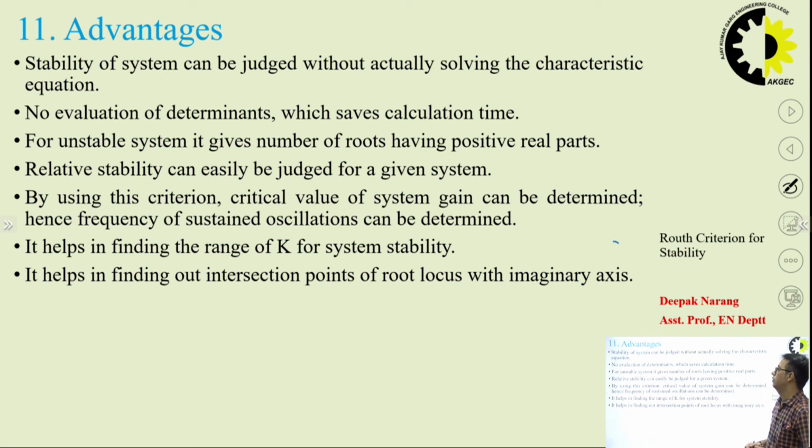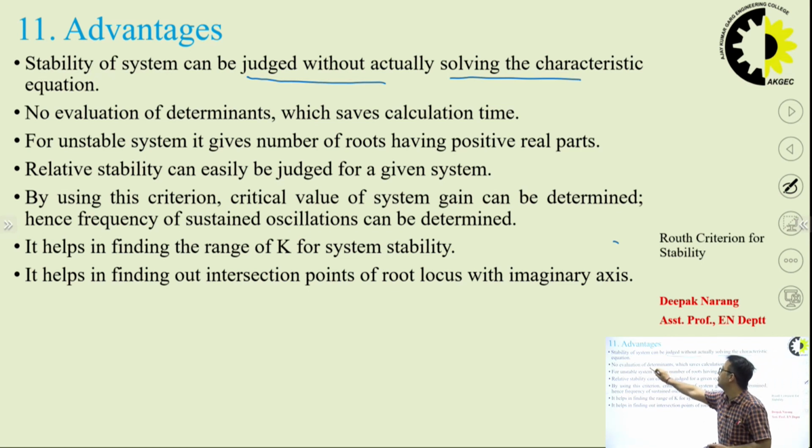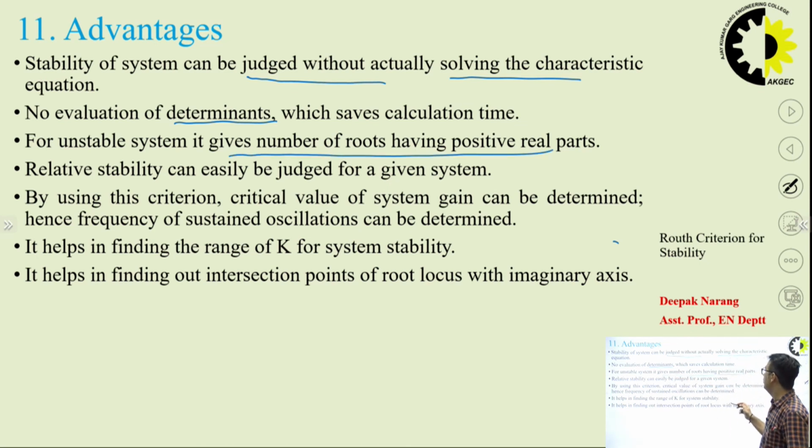So what are a few advantages of using the Routh array? First of all, the system can be judged without actually solving the characteristic equation, and no evaluation of determinants is required as we have to perform in Hurwitz criteria, so it saves our time. It also provides the information of positive roots which are lying on the right hand side. In this we can also judge the relative stability, and we can find the critical value of gain or also the frequency of sustained oscillation by using Routh criteria.